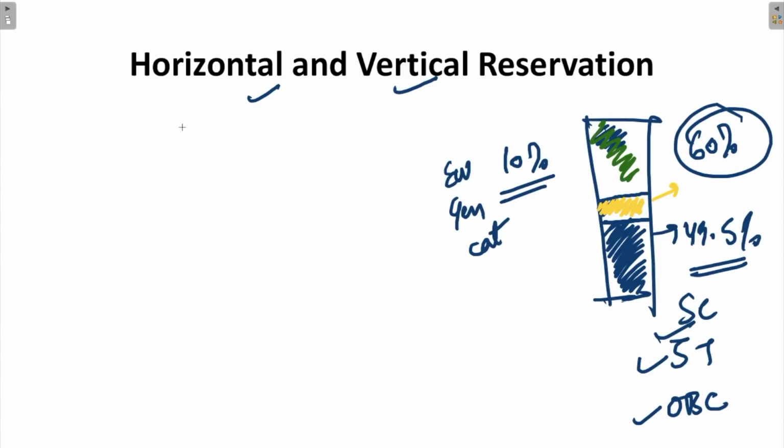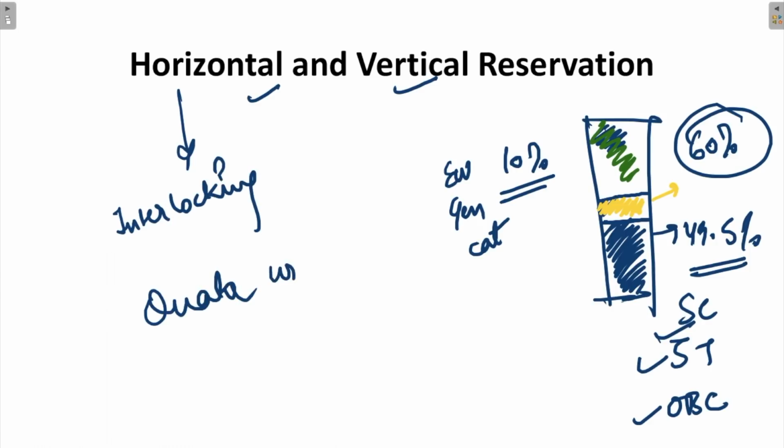Now what if we talk about the horizontal reservation, also known as the interlocking reservation, where the quota is provided within the quota. So suppose there is a reservation for women in the SC category. That is quota within quota, and it is known as the horizontal reservation. Suppose the reservation is provided for ex-servicemen, persons with disabilities, sportsmen, minorities, women. The reservation provided within the quota is known as the horizontal reservation.